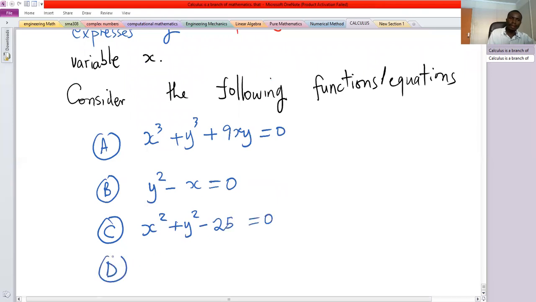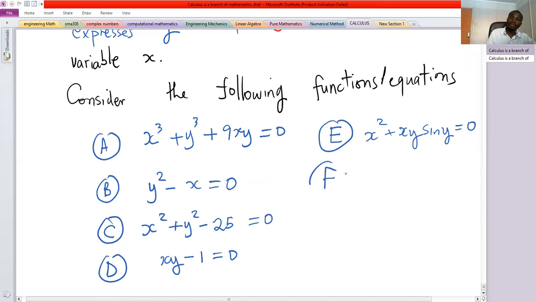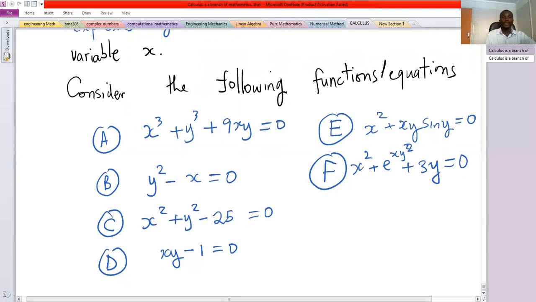D: xy minus 1 equals 0. E: x squared plus xy sine y equals 0. F: x squared plus e raised to power xy squared plus 3y equals 0, etc. So consider these 6 equations.